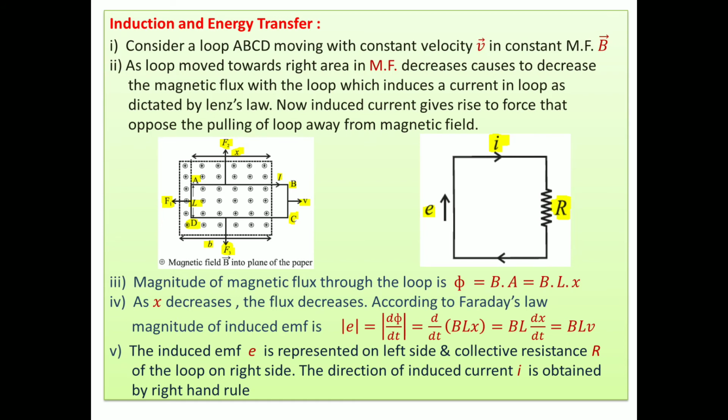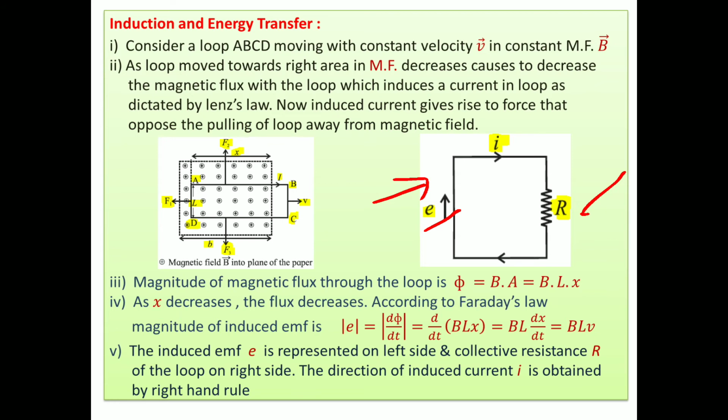Okay, the induced EMF E is represented by a circuit, as shown in this figure. The induced EMF is represented on the left side. Look here, this is the induced EMF. On the right side, the collective resistance of the loop is taken. In the circuit diagram, the direction of the induced current is obtained by the right hand rule.